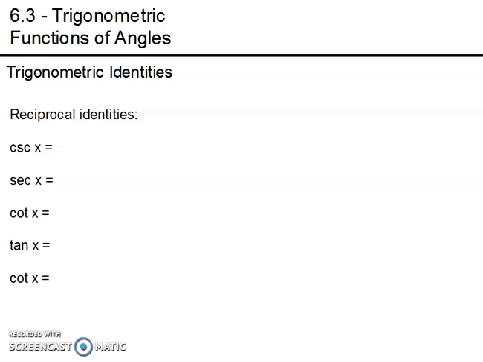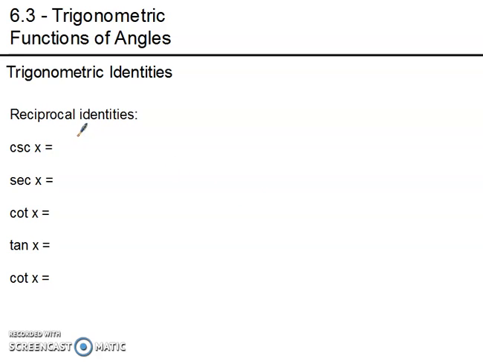Hello and welcome to part 2 of section 6.3 on trig functions of angles. So the first thing we're going to talk about is our reciprocal identities, which were briefly mentioned in a previous video. But our reciprocal identities are exactly what they say, reciprocals of identities that we've already discussed. So cosecant is going to be the reciprocal of our sine function.